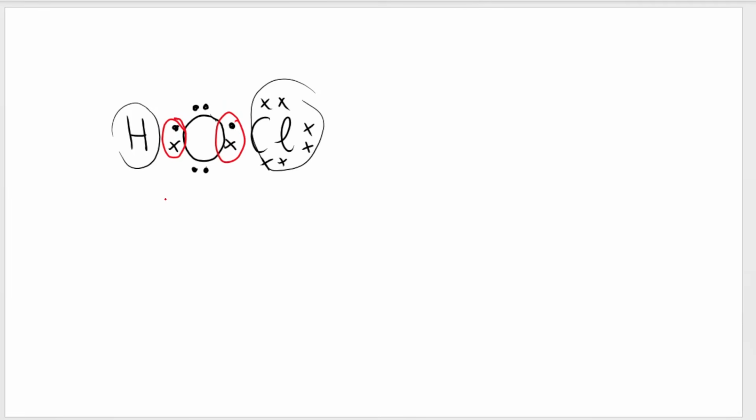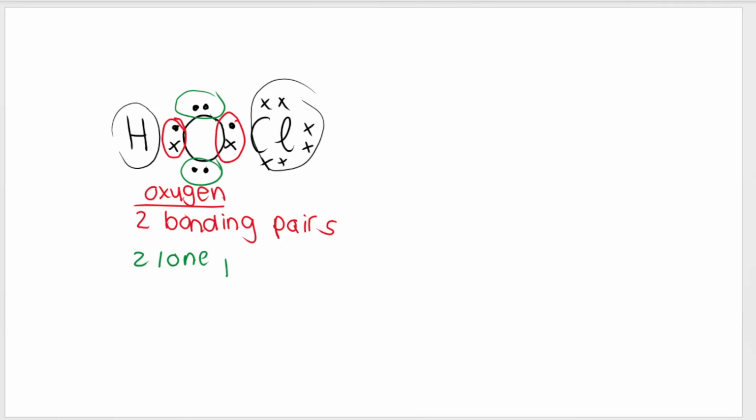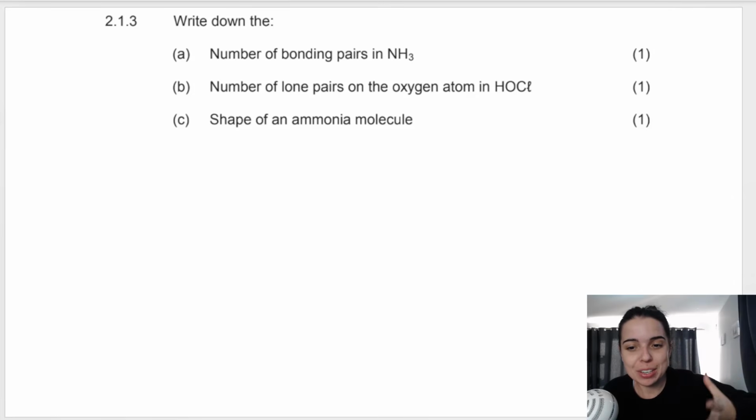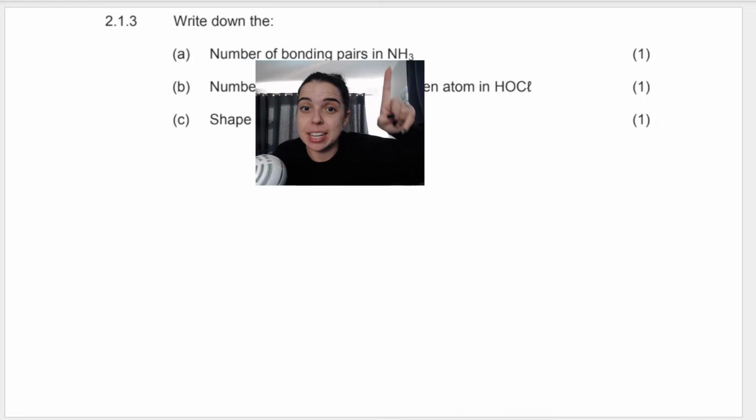So oxygen has 2 bonding pairs. And then if you take a look here, that is a lone pair. That is a lone pair. So oxygen also has 2 lone pairs, 2 bonding pairs and 2 lone pairs. And it's actually good that we started counting bonding pairs and lone pairs, because the next question actually says, write down the number of bonding pairs in ammonia.